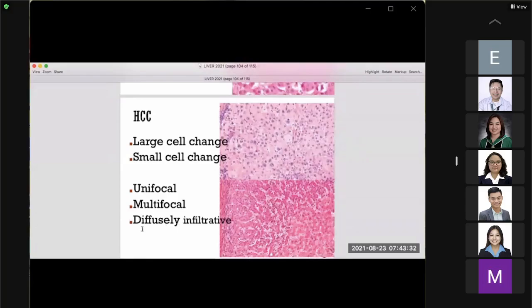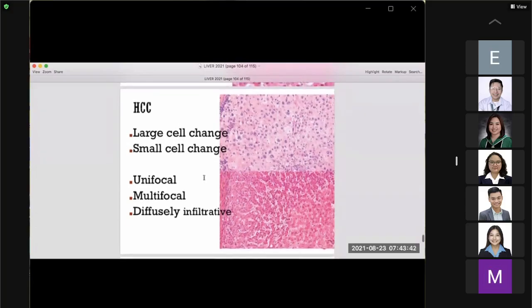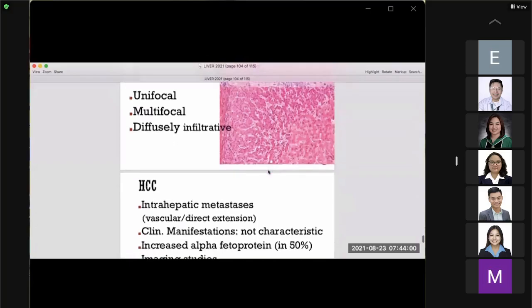It can also be diffusely infiltrative throughout the whole liver, infiltrated by the malignant cells. Okay, so their involvement varies. But as I've mentioned, most of the time, when there are multiple lesions, most probably it's metastatic, but we cannot totally rule out the presence of hepatocellular carcinoma. So a biopsy must be done as well, of course.